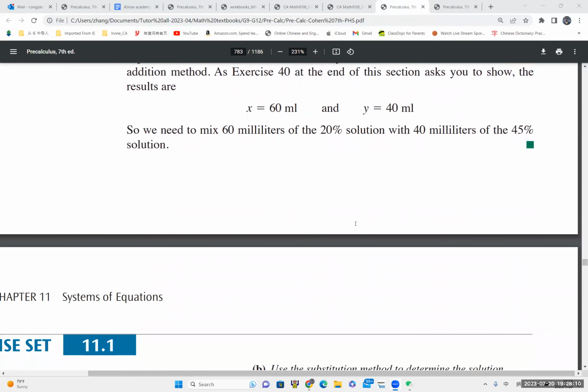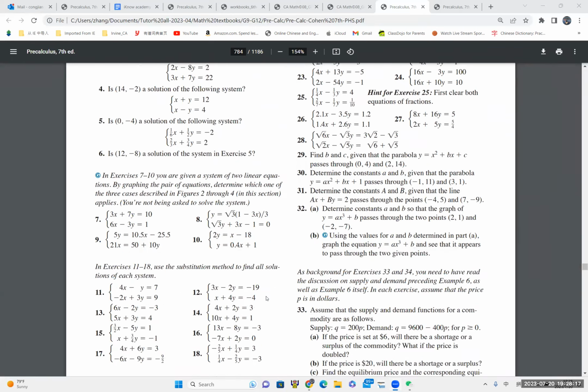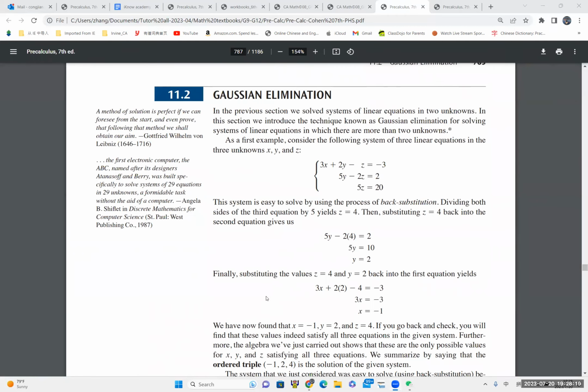Anyway, that's the answer. Okay, well, this is not new knowledge, so we'll just skip it. Now go to 11.2. Now we go to 3 equations, 3 variables, for solving a linear system in which there are more than 2 unknowns.